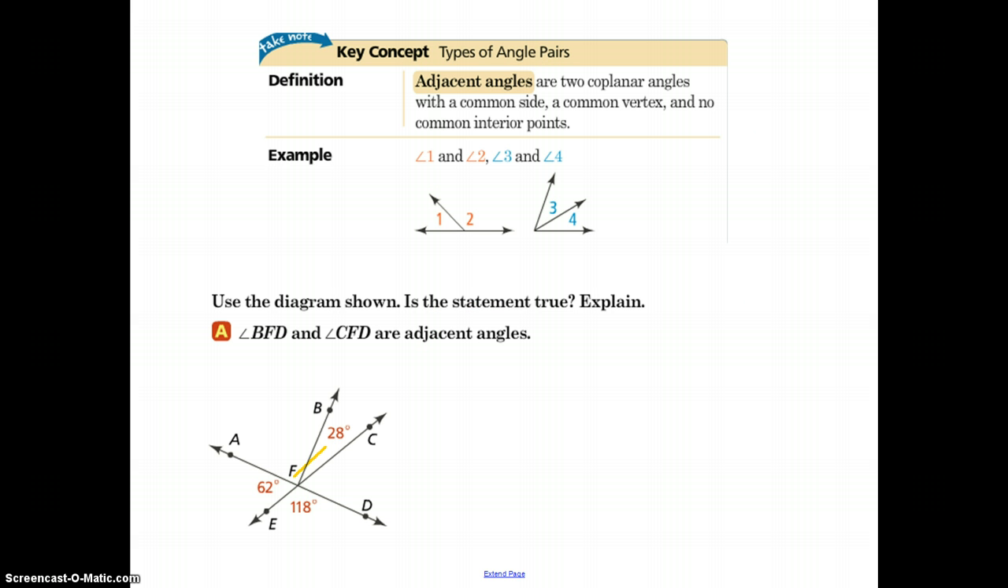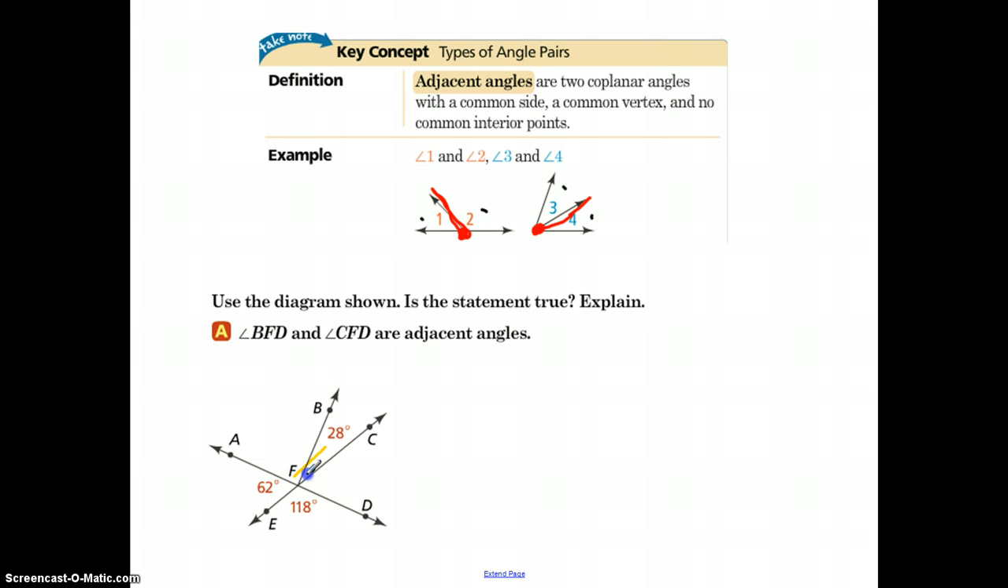Another type of angle are called adjacent angles. Adjacent angles have a common side, a common vertex, and no common interior points, which means these have a common side right here, this ray. They have a common vertex here, but if I pick a point inside angle 1, it's not also inside angle 2. So they have no common interior points. Same thing, this is my common side between 3 and 4, my common vertex, but a point inside 3 is not inside 4. So those are adjacent.